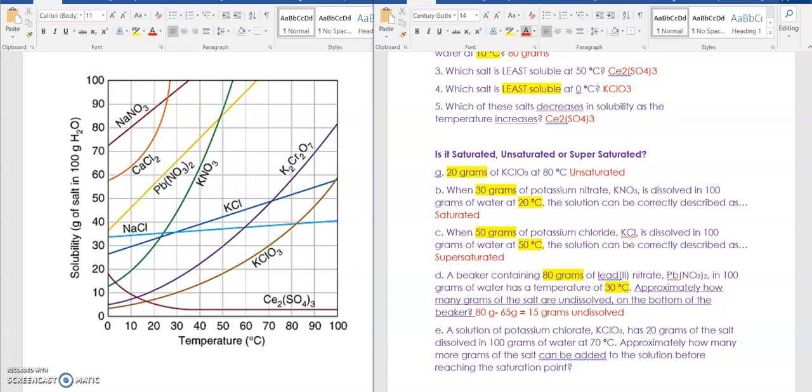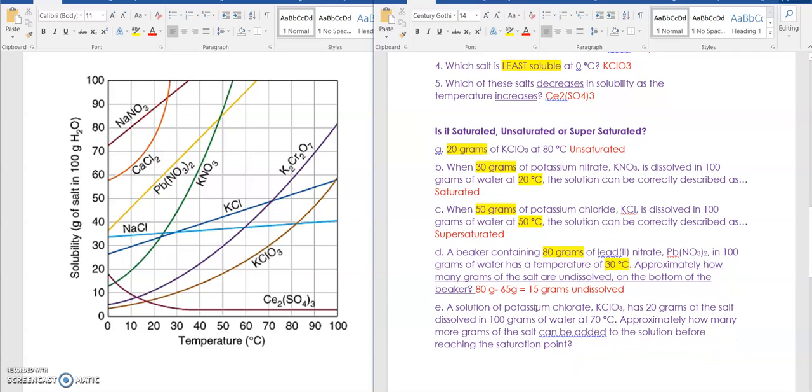Let's make sure that we understand how we did this. We traced up 30 degrees to the yellow line. When we got here, we saw that 65 grams had been dissolved at 30 degrees. The question tells me that 80 grams have been put in. So if 80 grams have been put in, but only 65 can be dissolved, I know that I would subtract 65 from 80, and when I do that, I get 15 grams undissolved on the bottom.